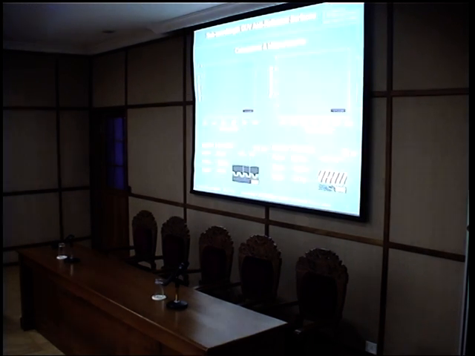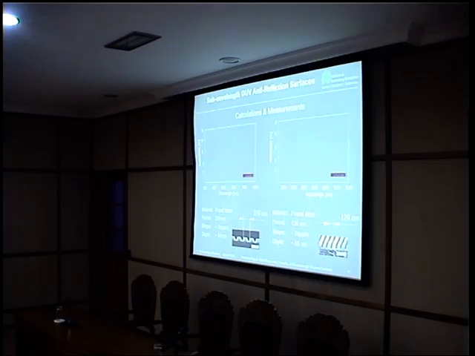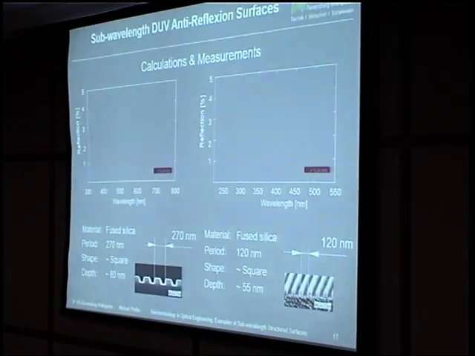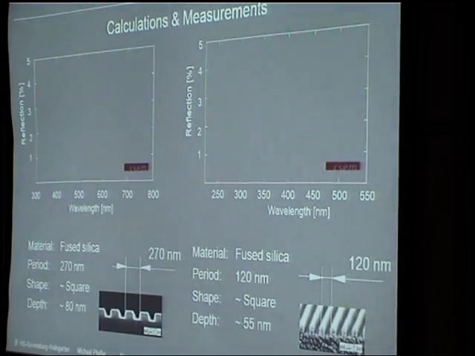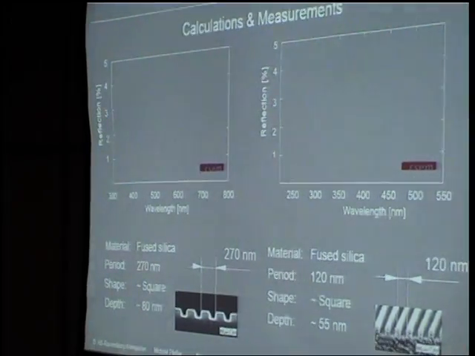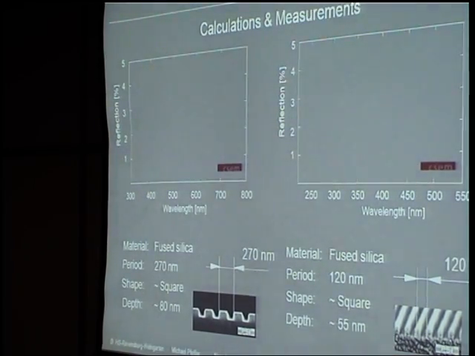If you look now at the sub-wavelength deep UV anti-reflective surfaces, we did a calculation and we also did a production. You see here on the left bottom these 270 nanometers I just mentioned, and in fused silica on the right side, we did it also with the same process in 120 nanometers. And these are the results. This was an application for a wavelength of 365 nanometers, where we worked with fused silica. The bottom line is without any coating.